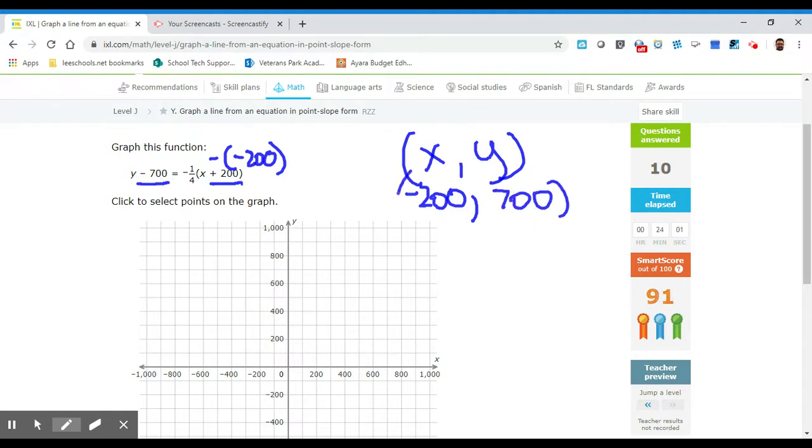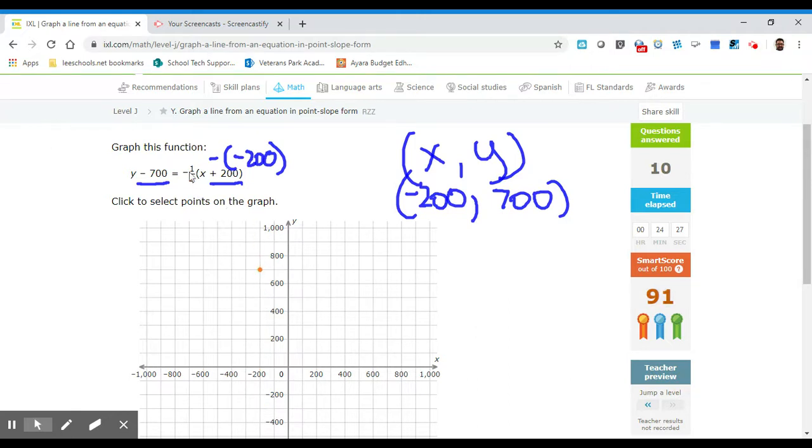Now, a lot of people say, why isn't it negative 700? Well, because the negative, the subtraction sign, is part of the equation. That's why. We're just pulling out that 700. Then we have to go ahead and plot it. So we're going to plot negative 200, 700. So we're going to go over to negative 200 on the x, and we're going to go up to 700 and make our point on the graph.